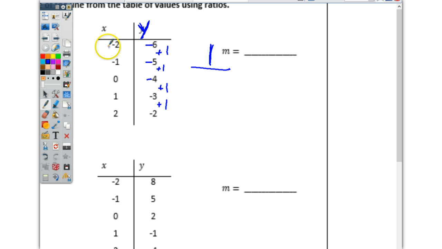Now let's find the pattern on the x's side. What do I do over here? And if you don't like to do the negatives, come down here to the positives. What do I do to a 1 to go to a 2? I add 1. Here, add 1. So, put a positive 1 here. What is my slope? 1 over 1, or 1. That is your slope.